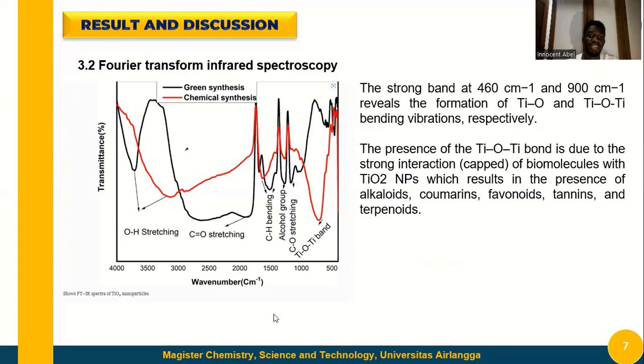As we can see from the red line, we don't have these groups. But on the green synthesis, we have these groups corresponding to carbon-oxygen stretching. We can see that we have this C-O, we have alcohol groups, and C-H bendings, which come from the secondary metabolites of our plants.